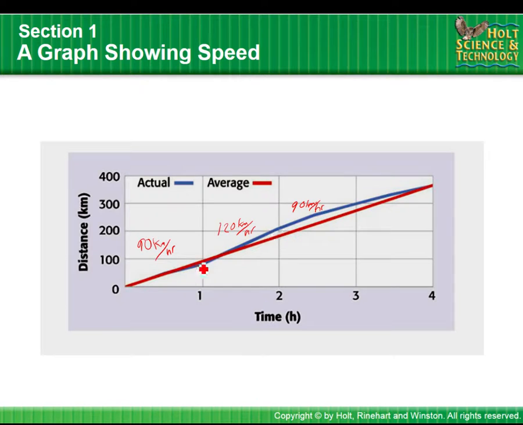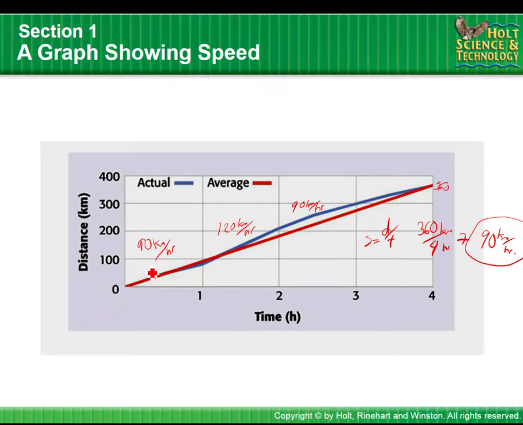So the red line is going to show the average. It went 0 distance all the way to about 360 in 4 hours. So speed equals distance divided by time. So we have 360 divided by 4 hours. So this was kilometers, this was hours, which gives you 90 kilometers per hour for an average. Okay, so that's what that average speed formula is showing you.